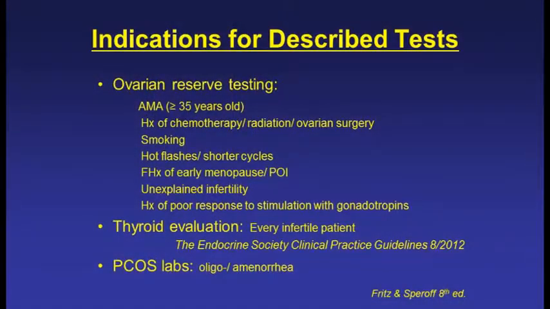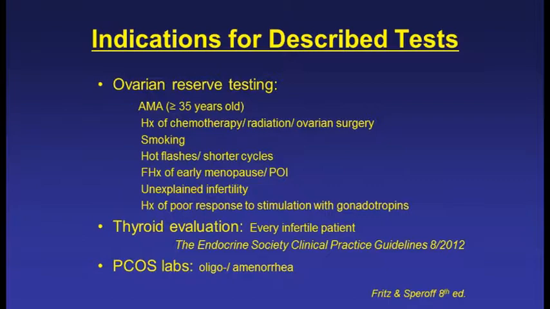So who do I order these on? Truly, I feel like they need to be ordered on anybody with infertility. But if you're trying to do cost saving, then these are the people that really need ovarian reserve testing: if they're advanced maternal age, so greater than 35, or if they've had a history of chemotherapy, radiation, or ovarian surgery.